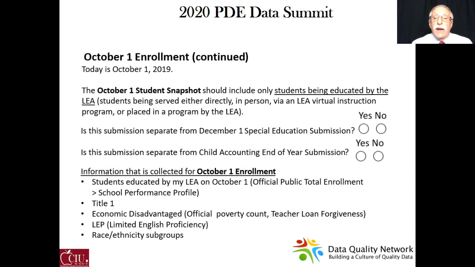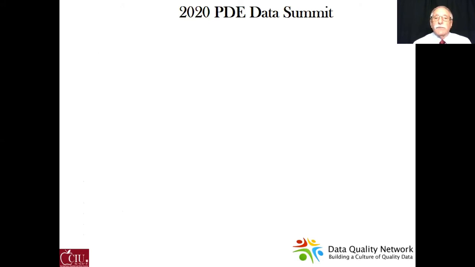So I'll be asking these kinds of questions throughout just to emphasize that each PIMS collection is separate. Is this submission separate from the December 1 child count? And is this submission separate from child accounting at the end of the year collection? So we know it's different from the December 1 child count, and we do know that it's different from child accounting at the end of the year. So just remember, all these collections are separate. They have their own rules.